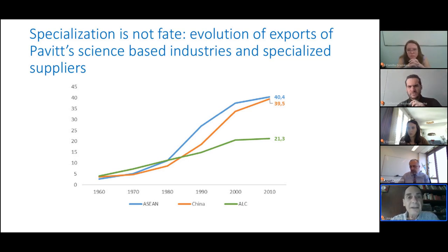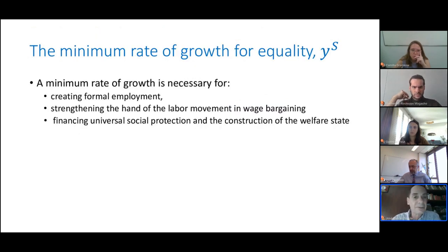What you see in the graph is the evolution of the science-based industries and specialized suppliers industries, which are the high-tech industries in the classification suggested by Pavitt. And you see how China, which is the orange curve, increased through time the participation of these high-tech industries, while in the case of Latin America, which is the green line, such change did not happen. And this is why Latin America tends to show such a low income elasticity of exports.